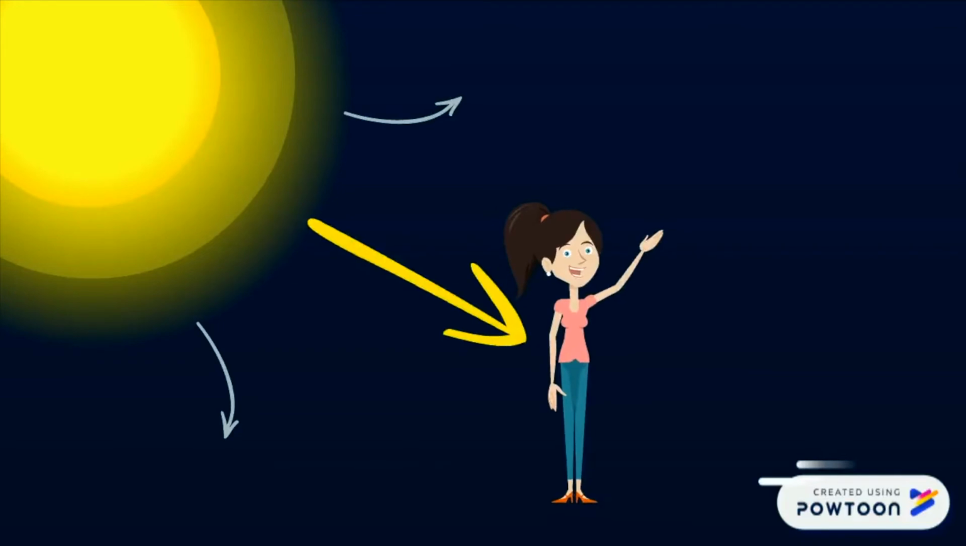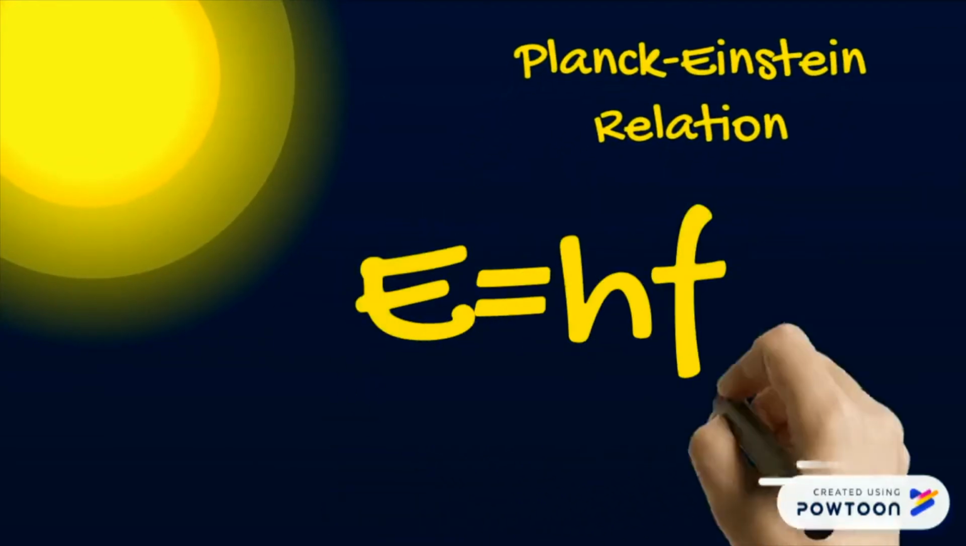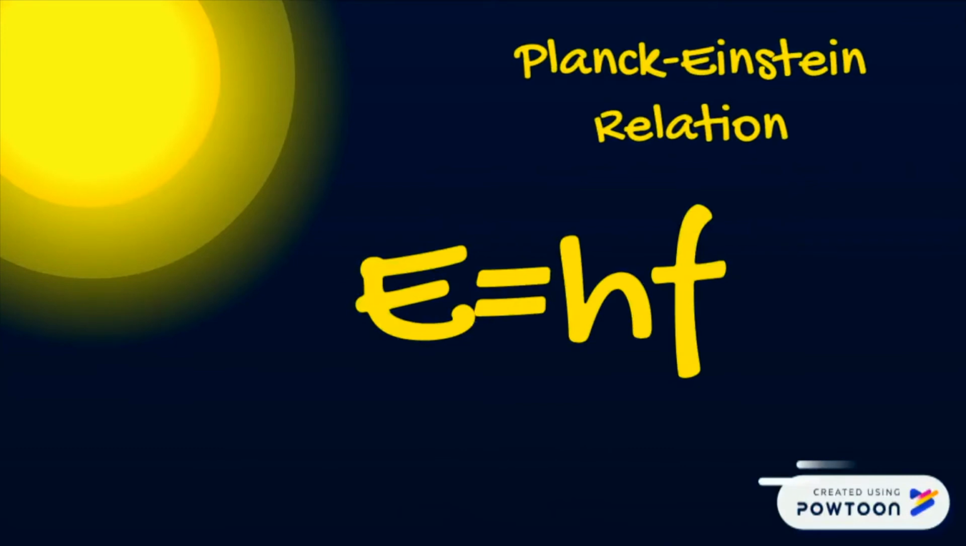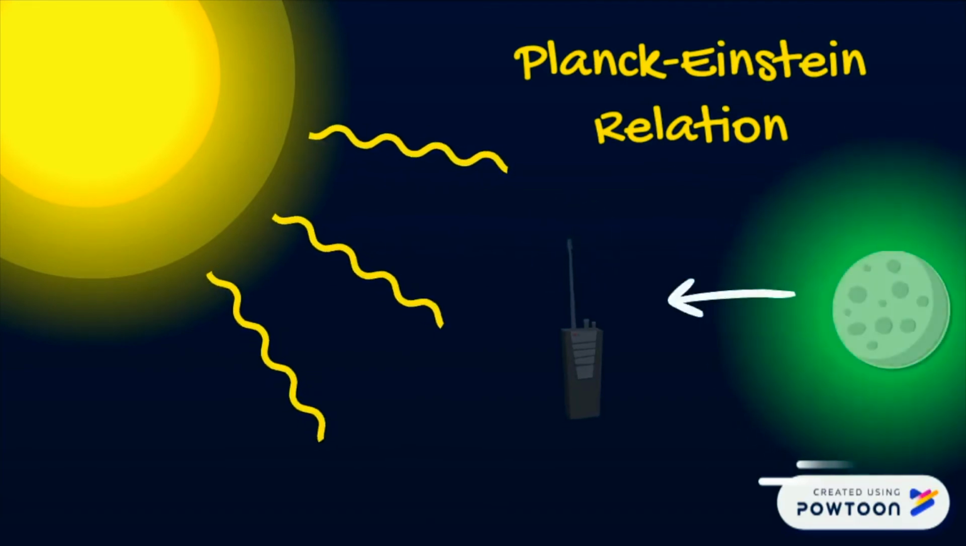We know this light today as ultraviolet or UV light, the third type of ionizing radiation. The sun gives off many rays, but only UV radiation reaches us. From the Planck-Einstein relation, energy equals Planck's constant times frequency, we know that higher frequency waves have higher energy. UV rays have more energy than harmless radio waves, but less than damaging gamma rays.